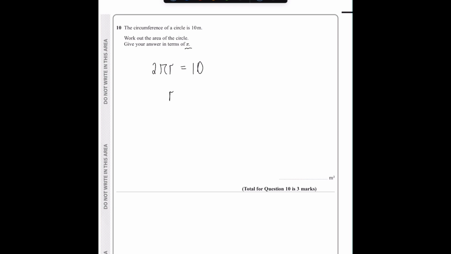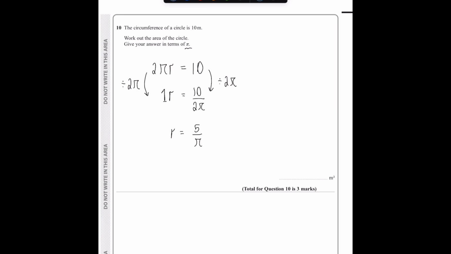To find the radius, we need to think, how do we get from 2 pi lots of the radius to 1 lot of the radius? And to do that, we need to do the opposite of timesing by 2 pi, which is dividing by 2 pi. So we do that to both sides, and that gets us 10 over 2 pi, which we can simplify to 5 over pi.